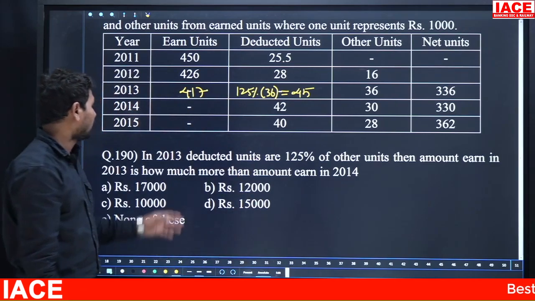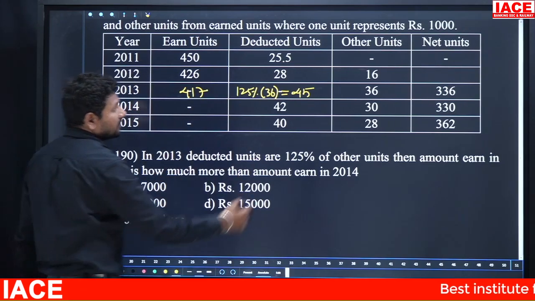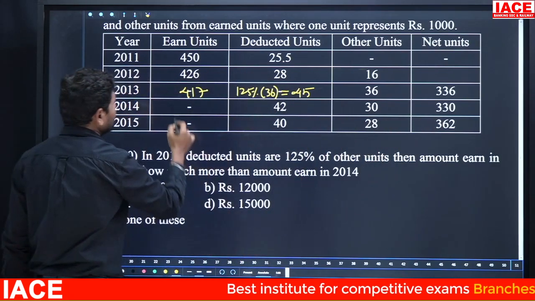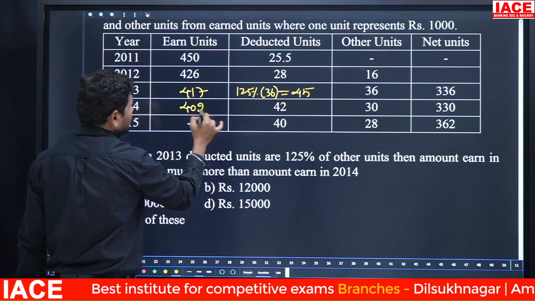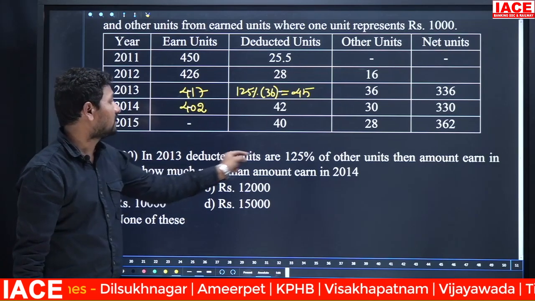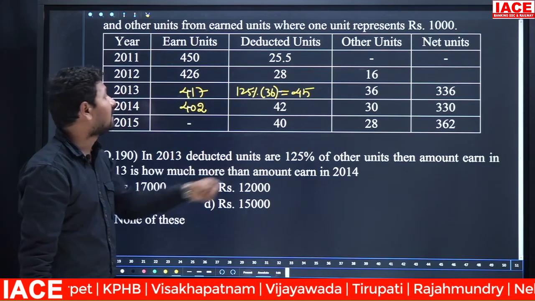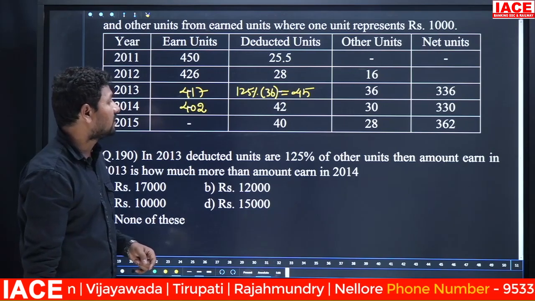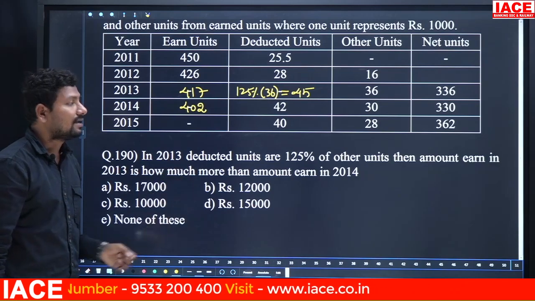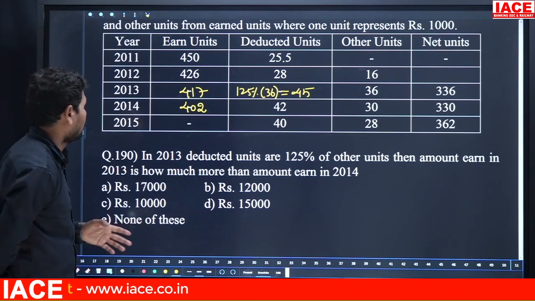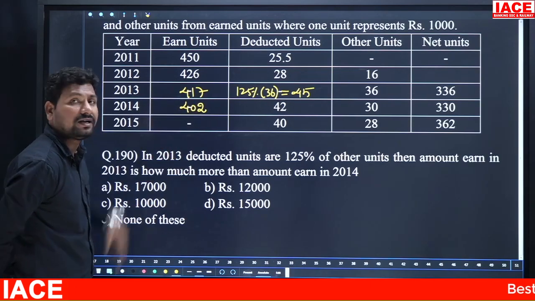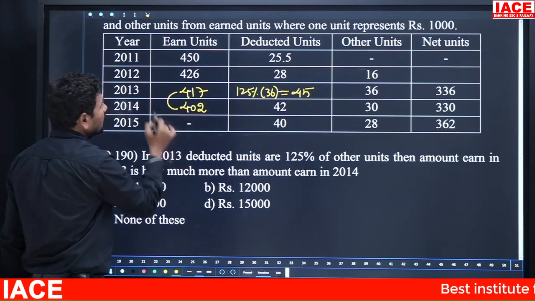And next add it for 2014 also as it is. Then 30 plus 30 is 60. 60 plus 42 is 102. 102 plus 300 is 402. So 417 and 402. In 2013, deducted units are 125% of other units. Then the amount earned in 2013 is how much more than in 2014? 417 and 402. What is the difference? The difference is 15.